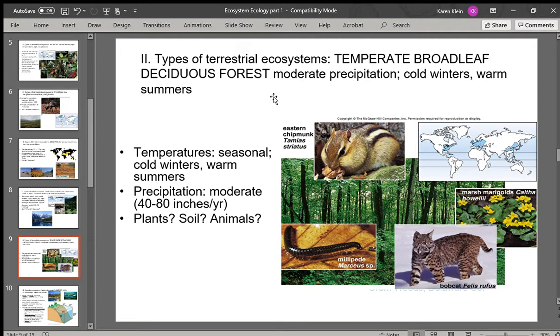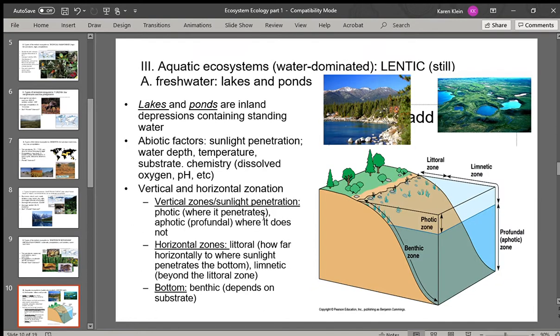But it's a real treat for us here in our temperate broadleaf deciduous forest, and just something again that we really don't think about because we're used to it, but that is something that is very cool and very unique to our temperate broadleaf deciduous forest.